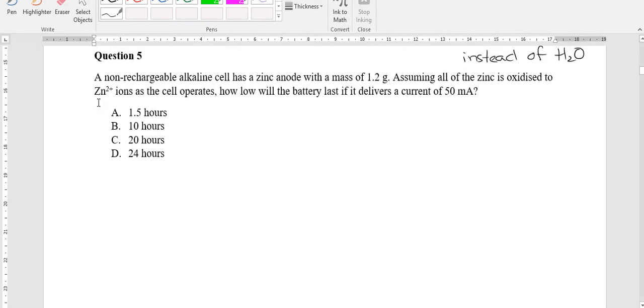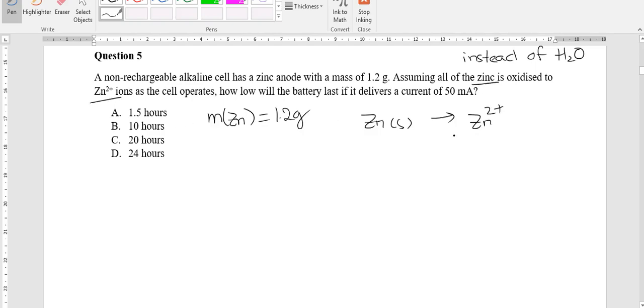Alright, question 5. Easy question. I think people did fairly well. People really like Faraday's law. A non-rechargeable alkaline cell has a zinc anode with a mass of 1.2 grams. So the mass of zinc is 1.2 grams, assuming all of the zinc is oxidized to zinc 2 plus ion. You need to get into the habit of writing the half equation down. Zinc is oxidized to zinc 2 plus, so zinc must be the reactant and zinc 2 plus must be the product, plus 2 electrons. If you write the half equation, you can be sure that you don't miss any mole ratio. The question asks how long will the battery last, so we're looking for time.